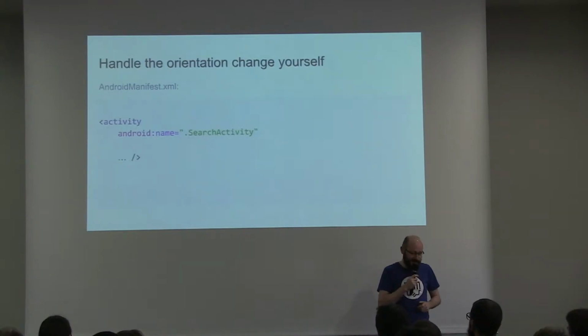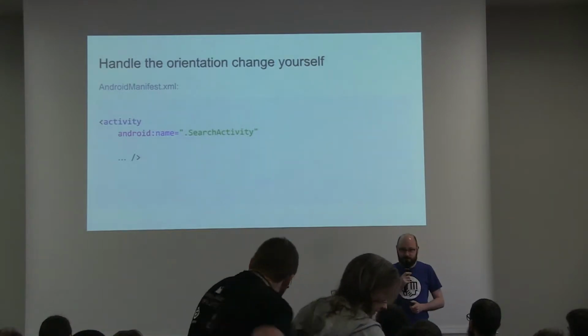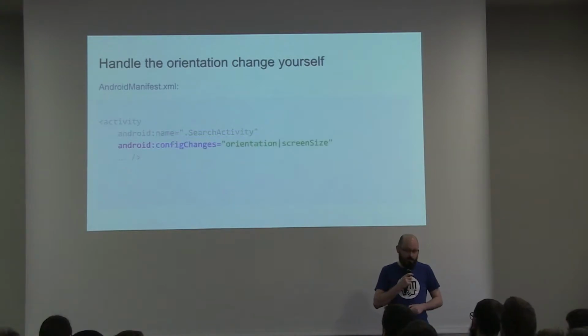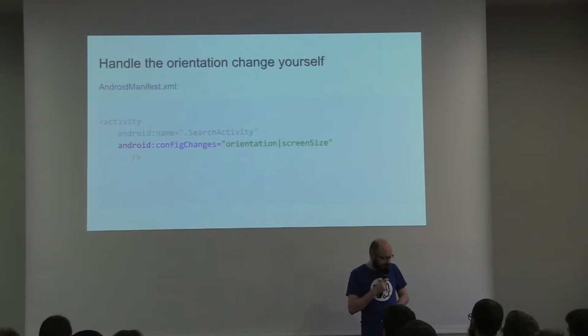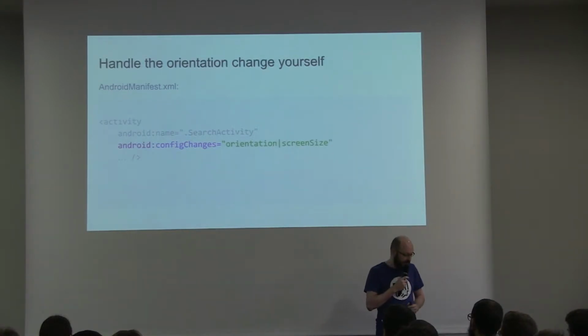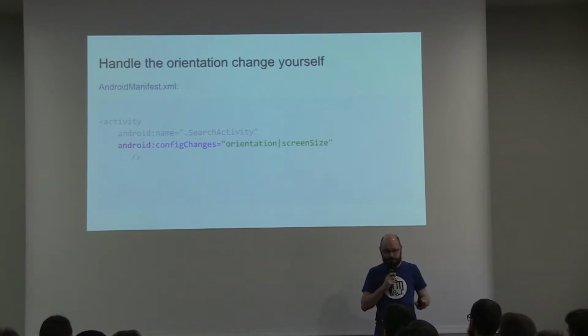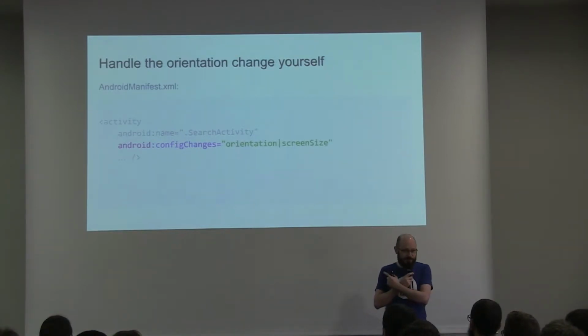What can we do? The next thing many people do, and I actually believe it's a good option, is handle orientation changes themselves. You do this by going to the Android manifest and adding the config changes attribute. If you're not an Android developer that has been there from the beginning, you have to use orientation and screen size. In the early days, just orientation was enough, but with API 13, you also have to add the screen size attribute.